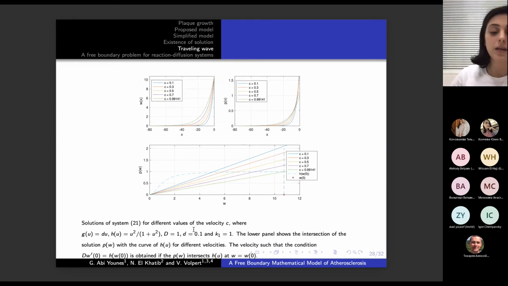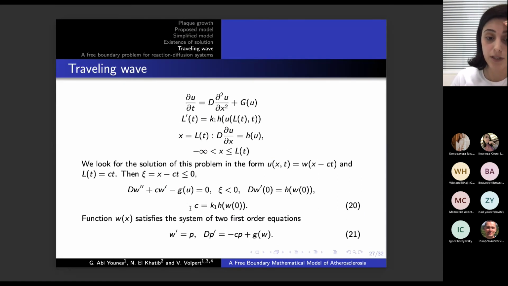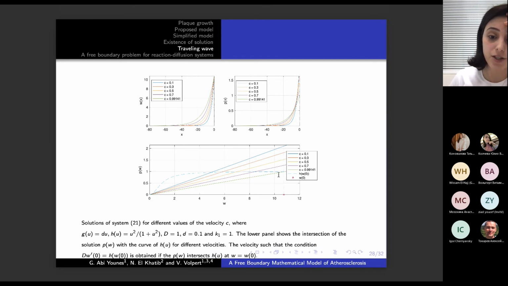So here we did the following. We found in this lower panel, here we have W and P of W. In this lower panel, we have H at W0, and we plot P of W for different velocities. Here W0 comes from the boundary condition. The velocity that verifies this equation, which is in 20, in fact comes from the intersection of P of W and H of W. When they intersect, this is W at 0. So this is a graphical way to find how we can plot these solutions and how we can verify the boundary condition.